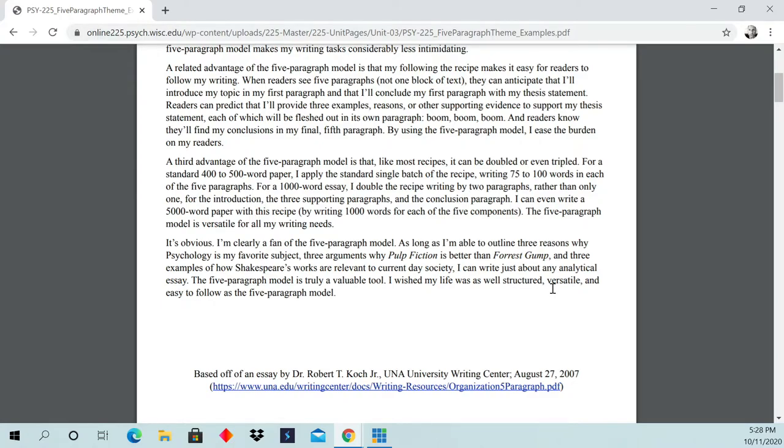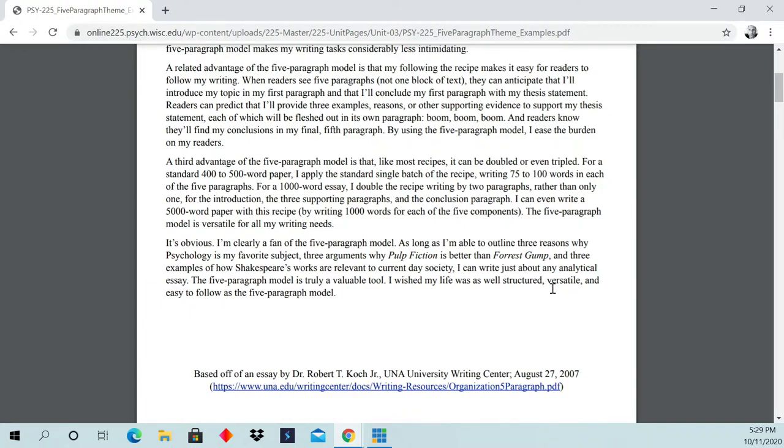As long as I'm able to outline three reasons why psychology is my favorite subject, three arguments why Pulp Fiction is better than Forrest Gump, and three examples of how Shakespeare works are relevant to current day society, I can write about any analytical essay.